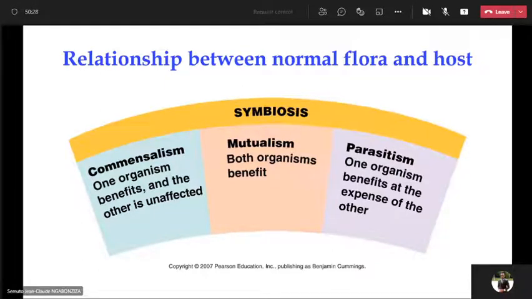So the relationship between normal flora and host is always called symbiosis. So you are in a relationship, and this relationship may be categorized as commensalism, when one organism benefits and the other is not affected. Nothing happens to the other. It doesn't benefit, but it is not harmed. Mutualism, when both organisms benefit from each other. And this is the most common relationship between flora and the host.